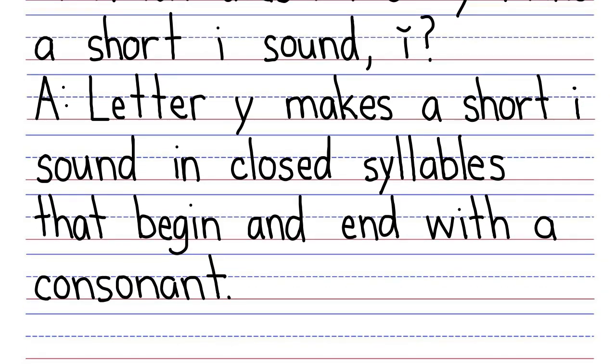So let's look at a closed syllable word that begins and ends with a consonant that doesn't have Y. There's a lot of examples of this, but one would be math. Here we have consonant letter M, vowel letter A, and a consonant digraph TH. So consonant, vowel, consonant, and the A makes its short A sound, a, because TH is a consonant. So this word says a, th.